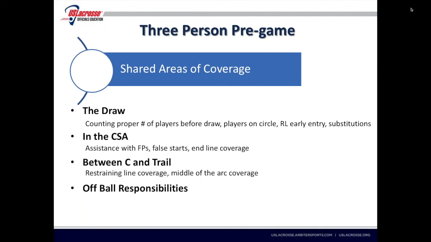Between C and trail, be clear on how to manage play near the arc: who will pick up the ball, who will watch the line for offsides. And middle of the arc coverage. How are we managing shooting space right down the middle? And finally, off-ball fouls. In transition, who is watching off-ball? How will deep trail help to set up the free position setups and off-ball responsibilities in the CSA?